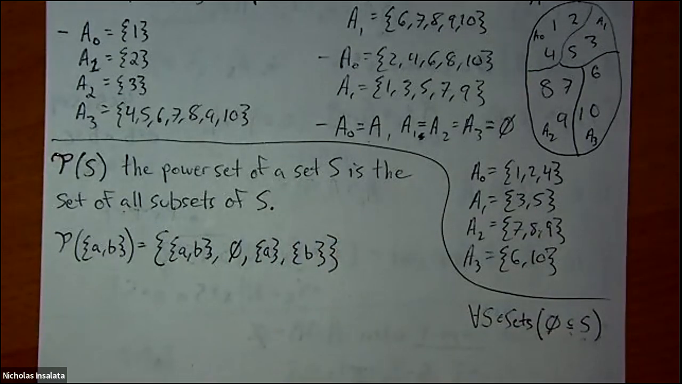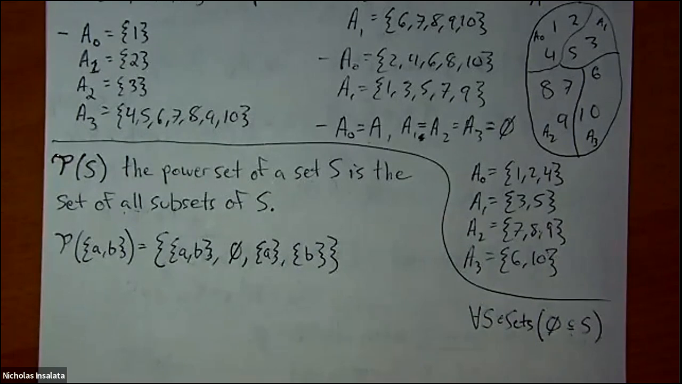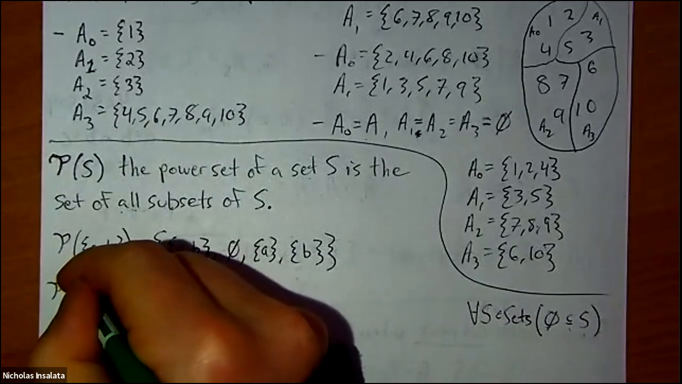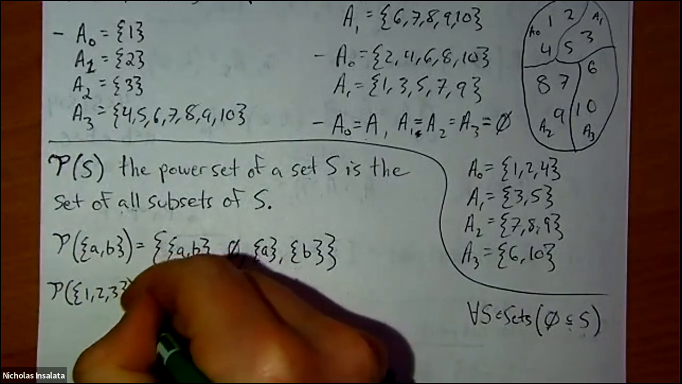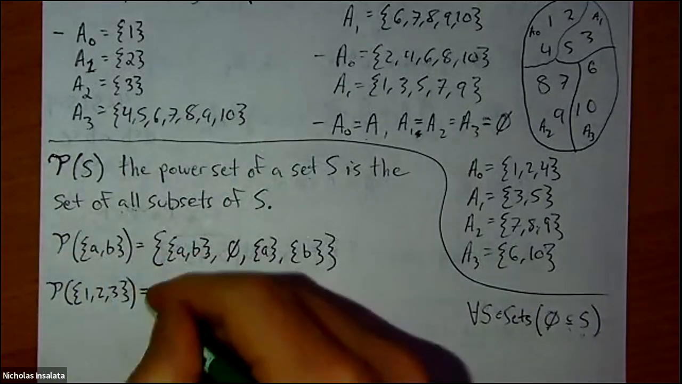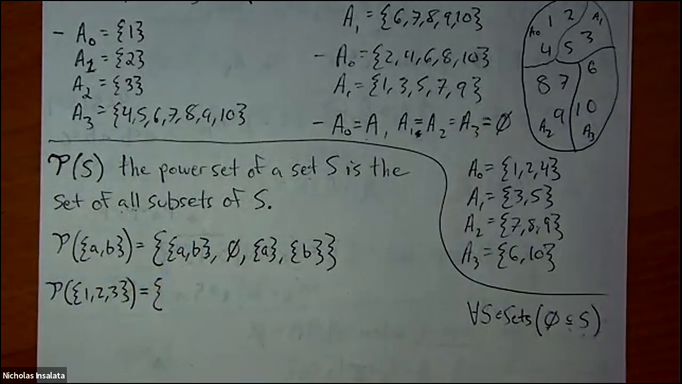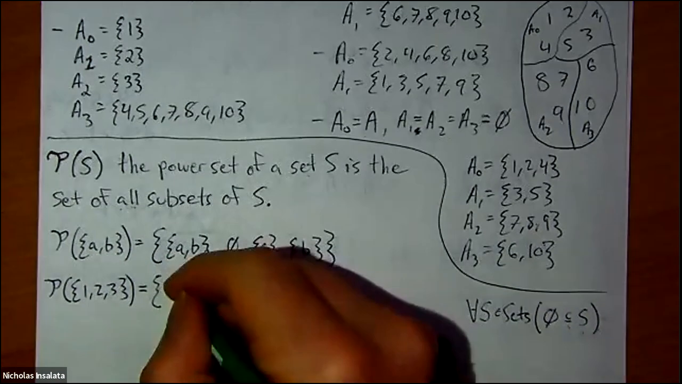Okay. Let's do another example. What if I want to find the power set of the set 1, 2, 3? Let's see if we can list the subsets in increasing order of size. So we'll start with the smallest subset and we'll stop with the biggest one. So what's the smallest subset of the set 1, 2, 3? Yep, the empty set. Good.